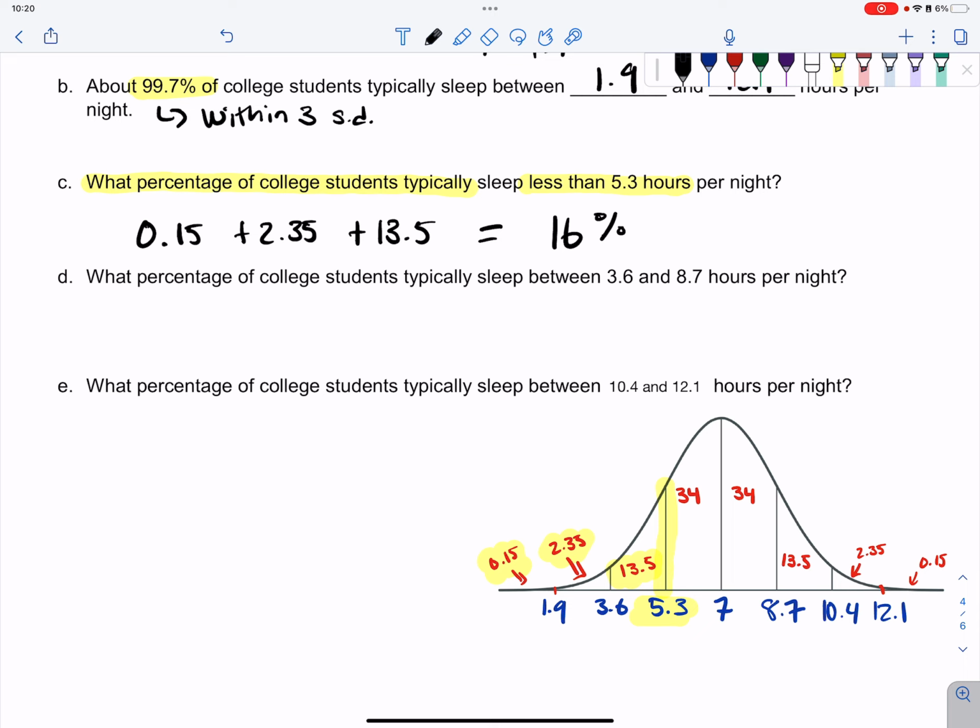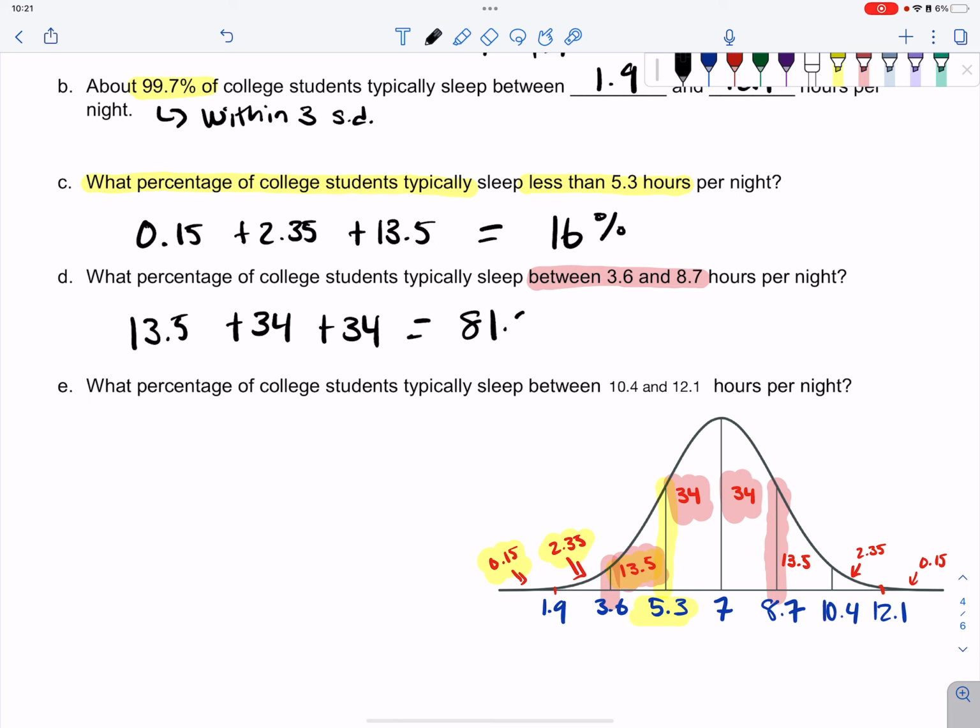The next one, we want to know what percent of college students sleep between 3.6 and 8.7 hours per night. So I can take a look at 3.6 and my 8.7. And now I just want to add up my percentages that are between those two regions. So we have 13.5 plus 34 plus another 34. And that's going to give us 81.5%. So 81.5% of college students get between 3.6 and 8.7 hours each night.